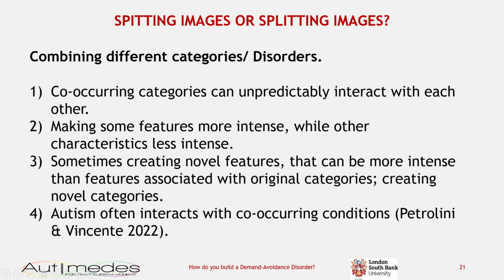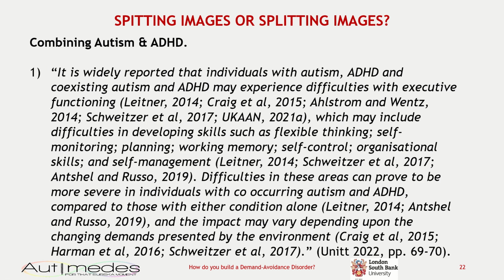We also know that autism often interacts with co-occurring conditions. This is a quote talking about autism and ADHD, and I'm going to mention it because it talks about how some features in autistic people with ADHD are more severe than if ADHD or autism is seen by itself. It is widely reported that individuals with autism, ADHD, and coexistent autism and ADHD may experience difficulties with executive functioning, which may include difficulties in developing skills such as flexible thinking, self-monitoring, planning, working memory, self-control, organizational skills, and self-management. Difficulties in these areas can prove to be more severe in individuals with co-occurring autism and ADHD compared to those with either condition alone, and the impacts may vary depending upon changing demands presented in the environment. That last bit is interesting when you think about demand avoidance and PDA.